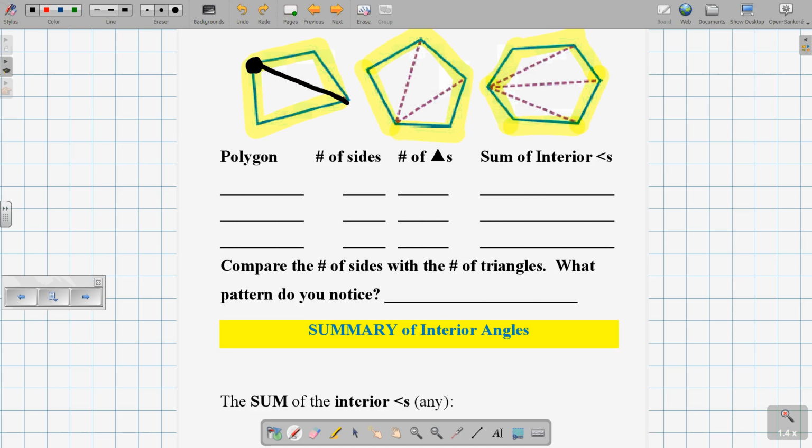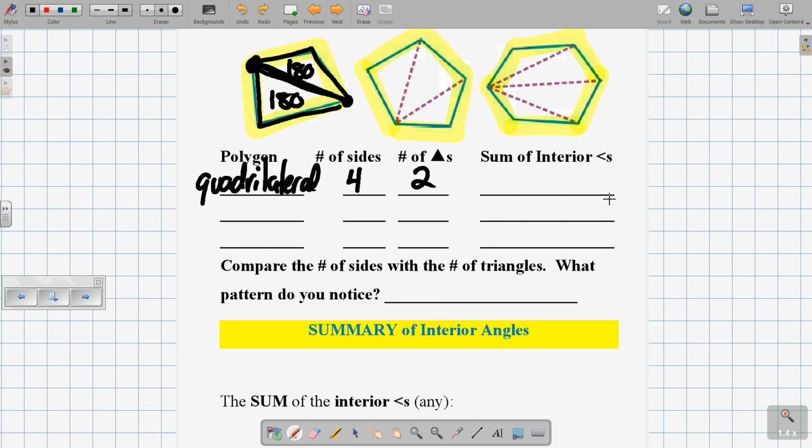So for this, from one corner, we have a quadrilateral. It has 4 sides. The maximum diagonals I can draw is 1, which gives me 2 triangles. And each of those is going to be 180, so I get 2 triangles. Therefore, the sum of the interior angles is going to be 180 plus 180, 360.